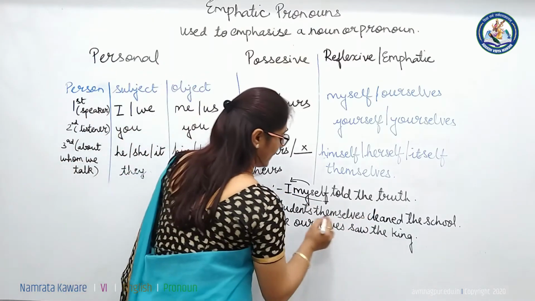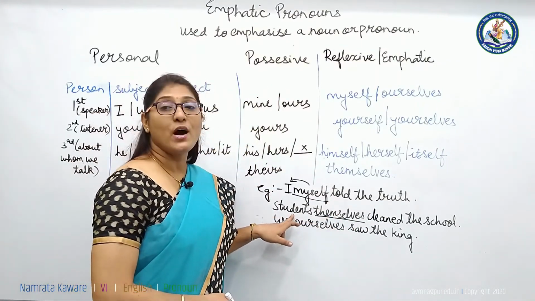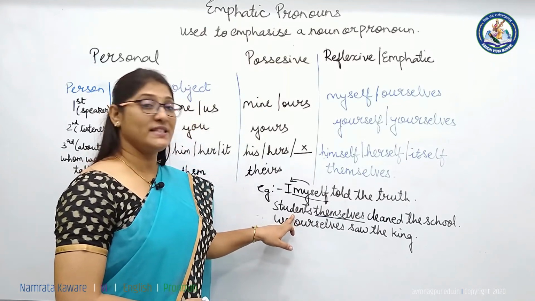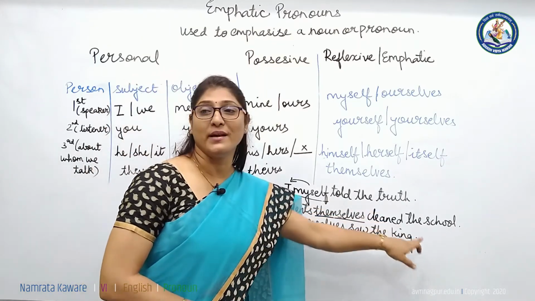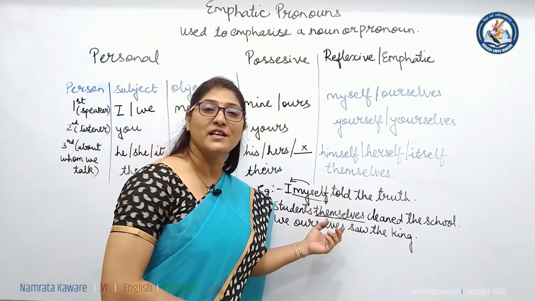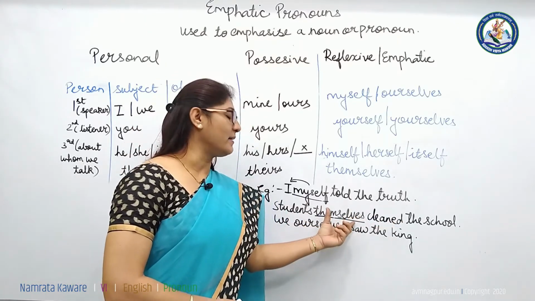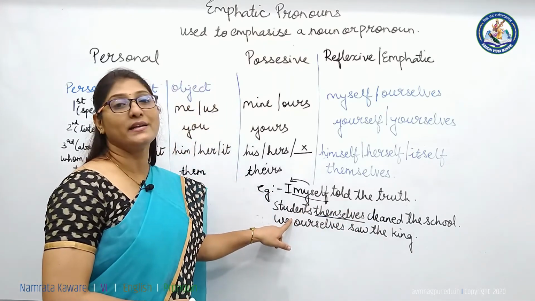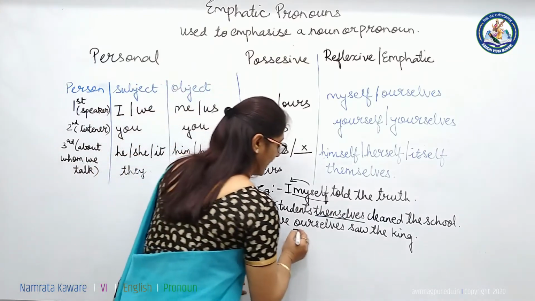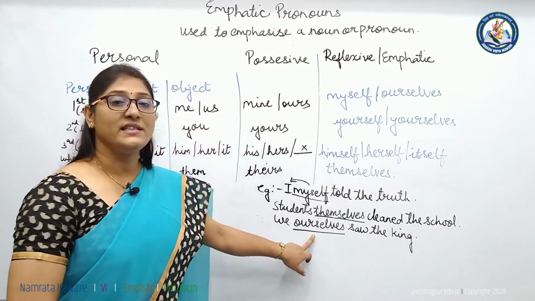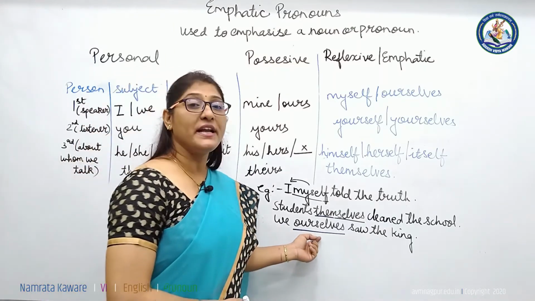Students themselves cleaned the school. Again, themselves is putting a stress on the noun students. We want to emphasize that students did it themselves. If I say the students cleaned the school themselves, that becomes a reflexive pronoun. But here, students themselves cleaned the school. Here themselves is emphasizing students and it is called an emphatic pronoun. We ourselves saw the king. Again, ourselves is emphasizing the pronoun we, and thus it is called an emphatic pronoun.